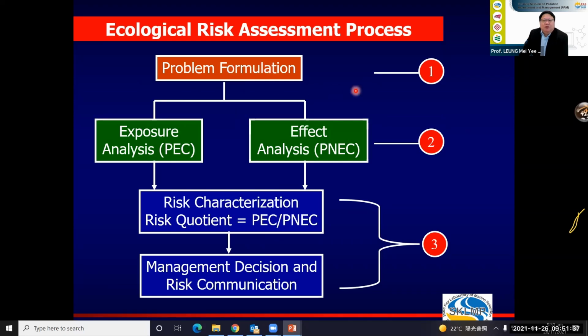So problem formulation, we need to define the problem, then what kind of stresses we're talking about, what are the receiver, what is the assessment endpoint, that means the unacceptable consequence we looking at. Then from there, we look at the actual or predicted exposure level and also compare the effect level. That means our threshold, effect threshold. Then we do a comparison, then we find out the risk level, and then that will trigger the management decision.